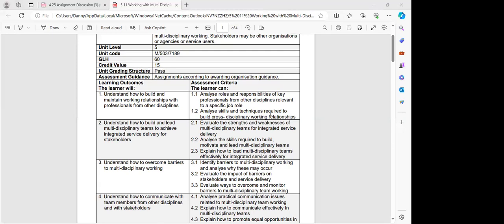And then 1.2, you should be able to analyze the skills and techniques required to build cross-disciplinary working relationships. We had a bit of these discussions in your previous level four. Am I right? Yeah. Okay, that's fine.